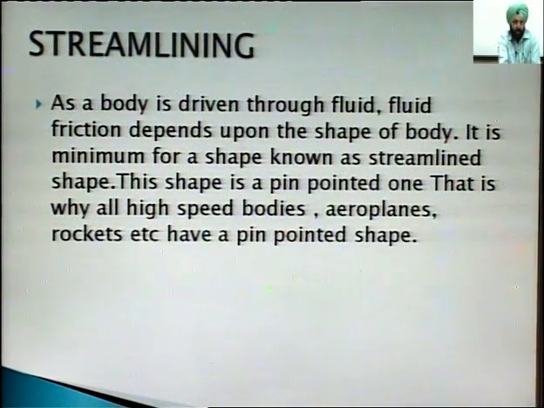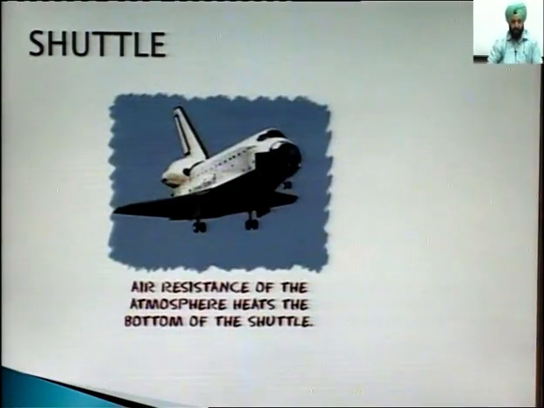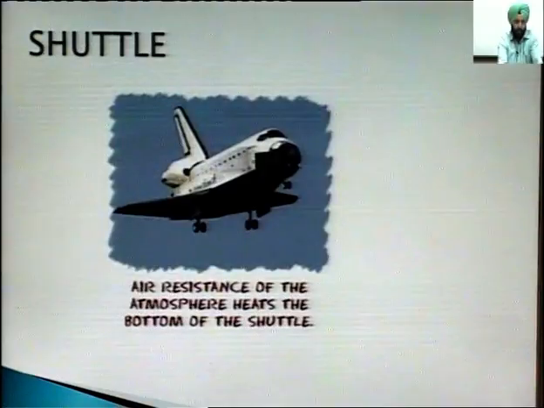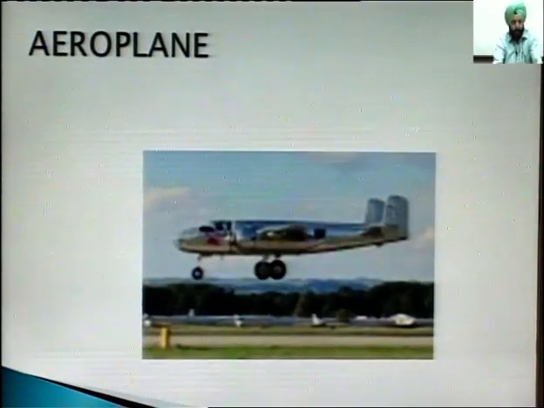Streamlining means making the shape of a body pinpointed like this. This is the shuttle. The front of this shuttle is streamlined. This is not flat, this is streamlined. Then the resistance of the air will be low, the friction will be low, otherwise the friction of the air will be more. This is the aeroplane. Again this front is streamlined. The shape is made of such a type that the resistance of air is very low.